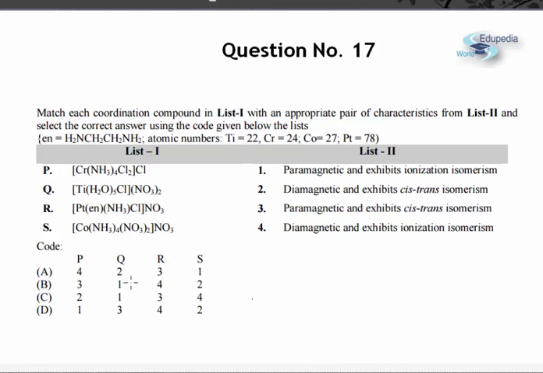Okay students, let us look at question number 17. Question number 17 is a match the column type of question, and it's a fairly simple question, particularly due to the options which we have been given. Let us have a look. It says match each coordination compound in list 1 with their appropriate pair of characteristics from list 2, and select the correct answer using the code given below the list.